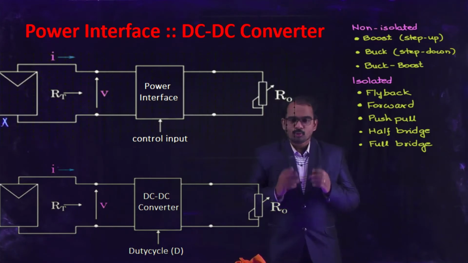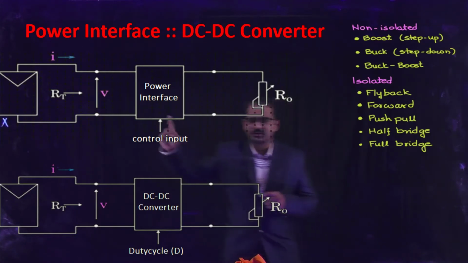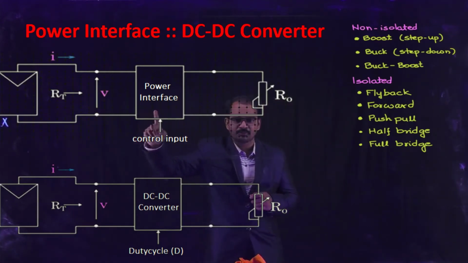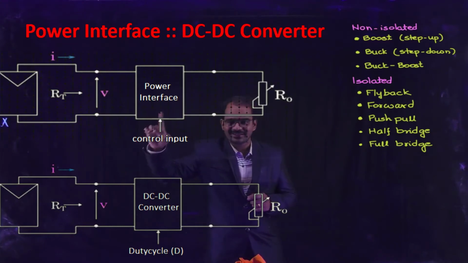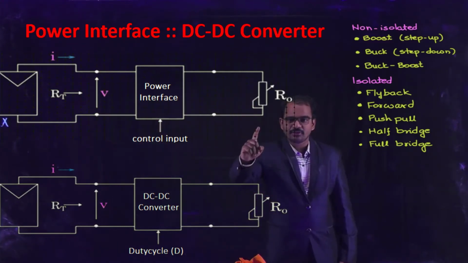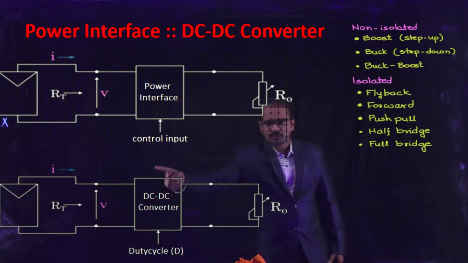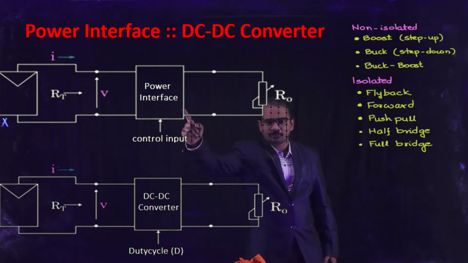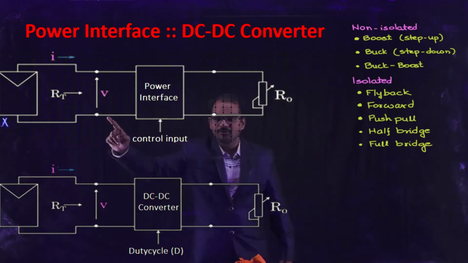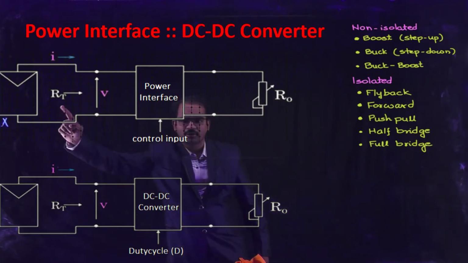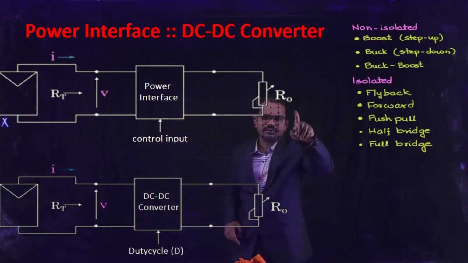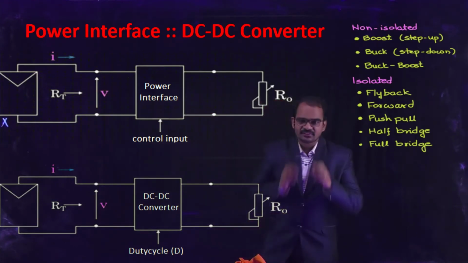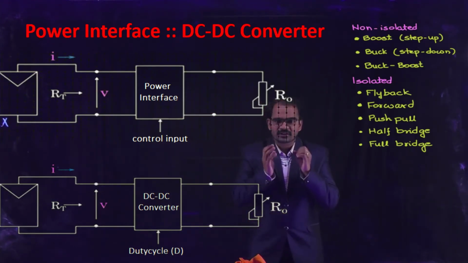So, what is the function of this power interface block? This power interface block should work in such a way that whenever there is a change in the value of R0, this control input automatically adjusts itself in order to give the pulse signals to the power interface, so that this power interface keeps the value of the load resistance RT constant irrespective of the change in the load. It is the function of a power interface.